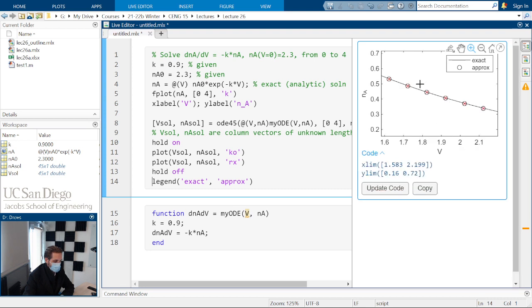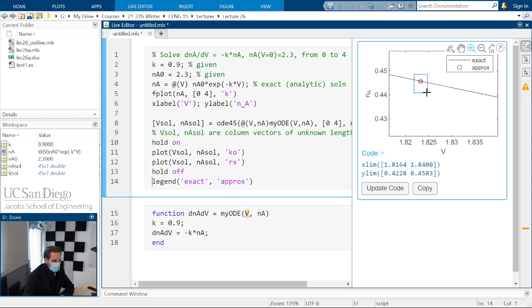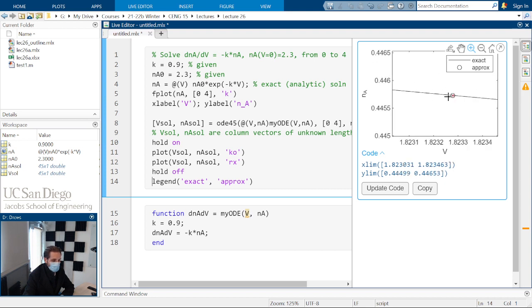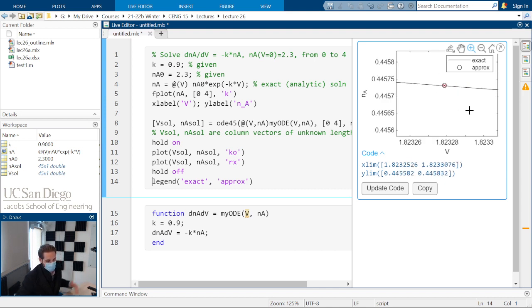So I can zoom in here and then zoom in again, and I can go as close as I want to this, and they will always be right on top of each other, right? I'm out to whatever, four decimal points or something like that. Everything is lined up right on top of each other, as accurately as the plot can show at any rate.